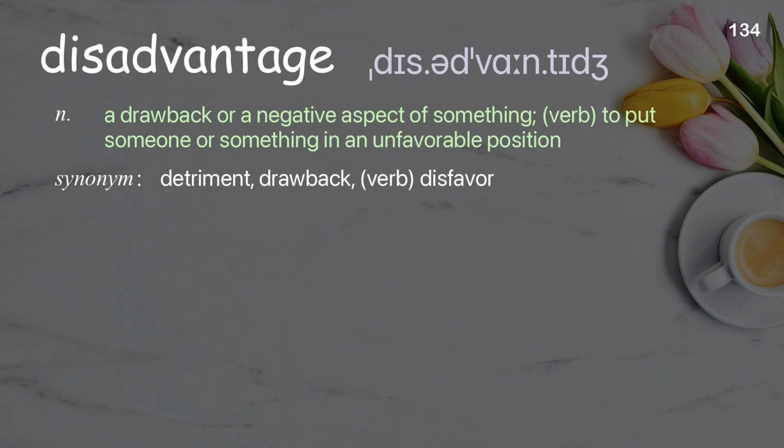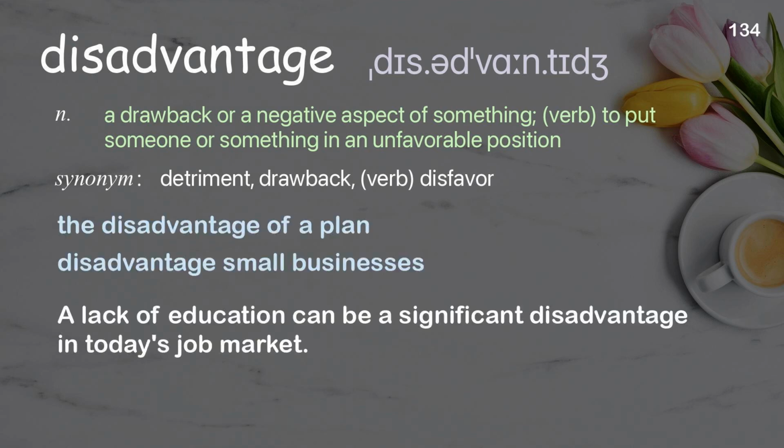Disadvantage. A drawback or a negative aspect of something. Verb, to put someone or something in an unfavorable position. Examples: The disadvantage of a plan. Disadvantage small businesses. A lack of education can be a significant disadvantage in today's job market.